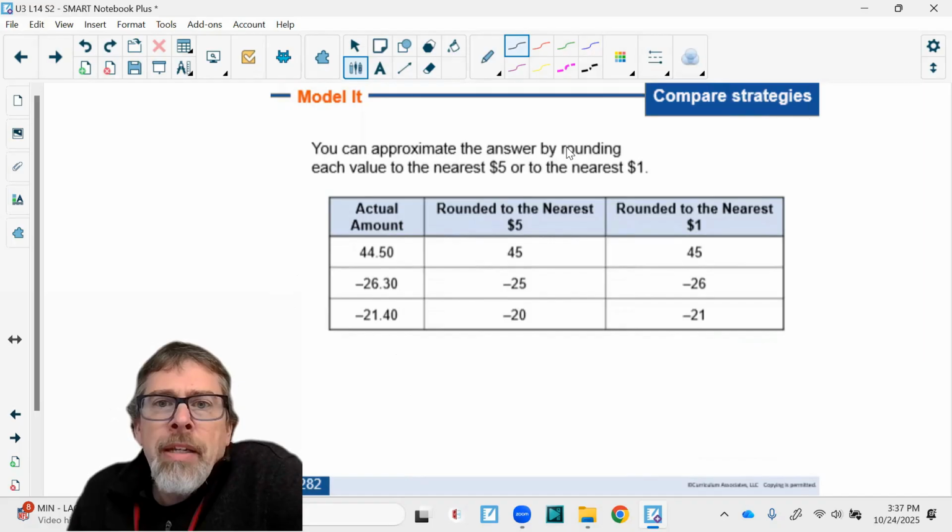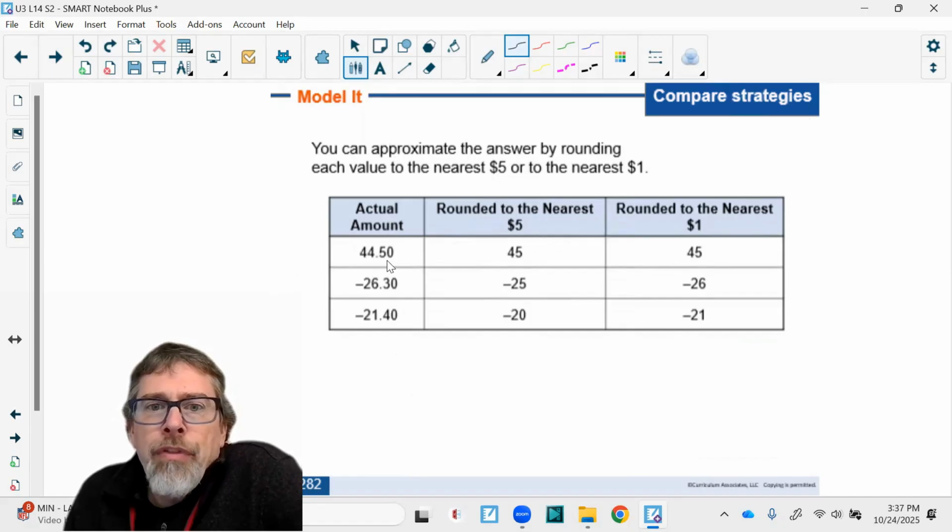You can approximate the answer by rounding each value to the nearest $5 or the nearest $1. So actual amount, $44.50, round to the nearest $5, that'd be $45. Round to the nearest $1, that would be $45. So we're now doing approximating. Actual amount, negative $26.30, rounded to the nearest $5 would round down. You'd cut off $1.30 to make it a negative 25. Rounding to the nearest dollar, you would just get rid of the 30 cents and end up with negative $26.